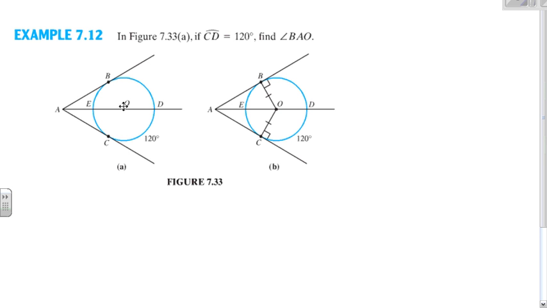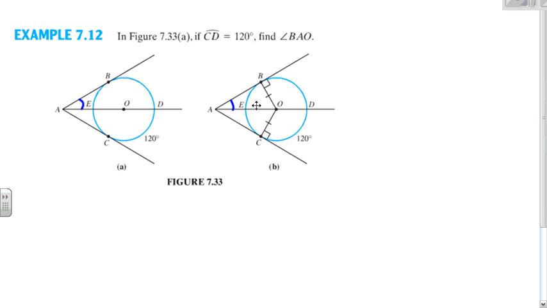So here's an example. We're told that CD is 120 degrees. Find the measure of angle BAO up here. As a bit of a hint, they've drawn in the radius for us on both sides. Radius is perpendicular to the tangent, so we do have that these are right angles. And since BO and CO are both radii, they are equal to each other. And AO is the hypotenuse, and it's shared in both of these triangles that we split it into.